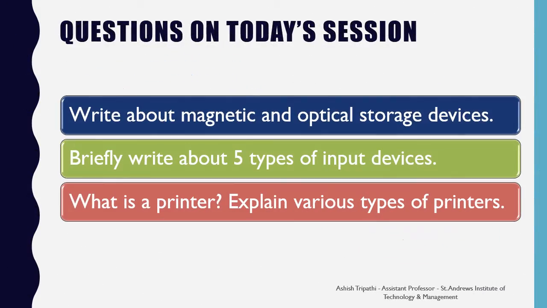With this, we come to the end of today's video. Hope you have learned about the memory, that is secondary memory, floppy disk, hard disk, zip drive, etc., and also some of the input and output devices. So questions for today's session are: write about the magnetic and optical storage devices. Briefly write about 5 types of input devices. What is a printer, and explain the various types of printers.